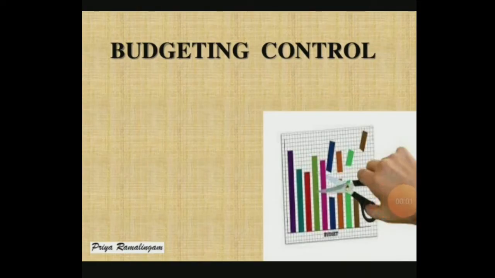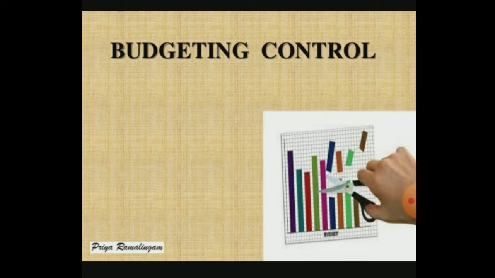Hello everyone. In cost management, we have 5 units. First unit is cost control and cost reduction. Second unit is marginal costing. Third unit is standard costing. Fourth unit is budgetary control. And fifth unit is ABC costing, that is activity based costing.